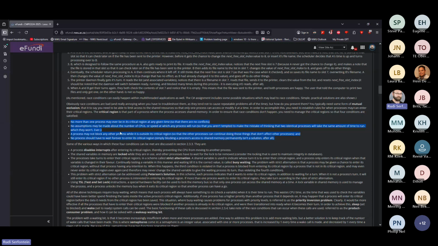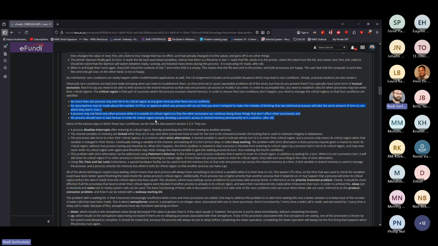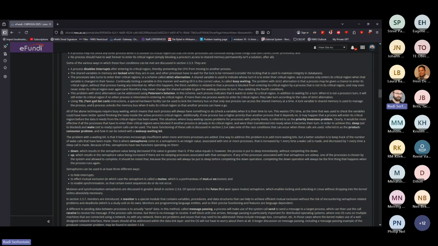Note that none of these are techniques. Okay, so these are just conditions. And from here, we start seeing our techniques. So the various techniques that you need to be aware of are, you can disable the interrupts, you can lock variables, you can use strict alternation. Strict alternation has busy waiting as a bit of a negative feature. Strict alternation you can improve by implementing Peterson's solution.